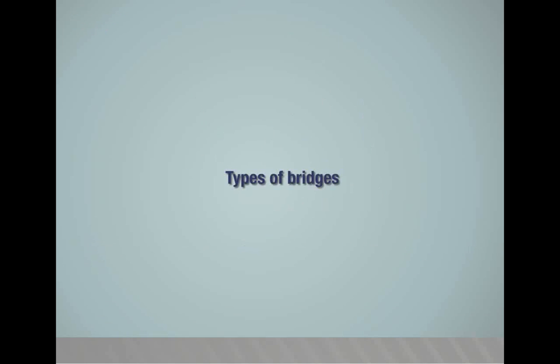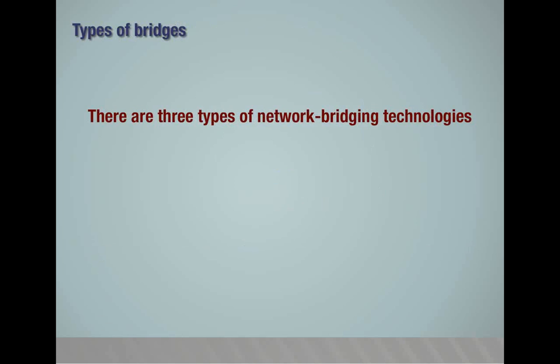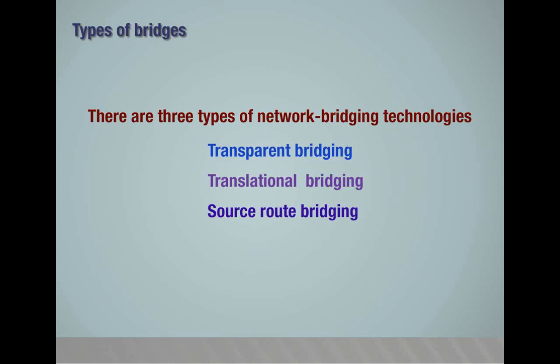Types of bridges. There are 3 types of network bridging technologies: transparent bridging, translational bridging, source route bridging.